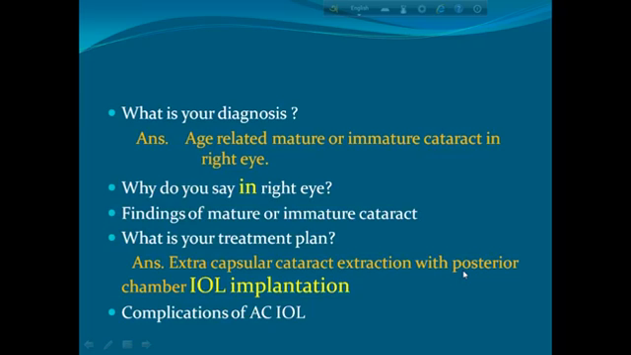Posterior chamber, why do you say? Usually the lens is situated in the posterior chamber. So the answer is with posterior chamber intraocular lens implantation. Never say IOL; better to say intraocular lens implantation. And there may be another question, complication of anterior chamber IOL. Later on I will discuss. So what is your diagnosis, why in right eye, and what is your treatment plan?